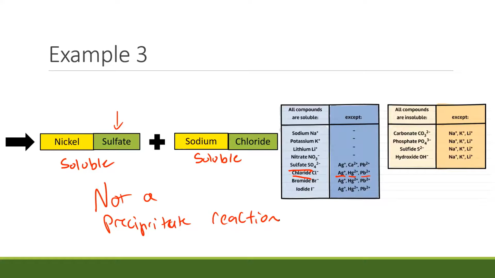Now, I wanted to throw in one curveball. Just because you've got a double displacement reaction doesn't mean that it's going to be a precipitate reaction. So this is not a precipitate reaction. There is no precipitate formed. Both of the products are soluble. Now, if that was calcium sulfate, we'd be in for a different story. But luckily for us, it's not calcium sulfate. So therefore, we just say it's soluble.